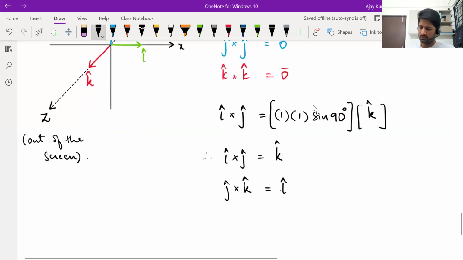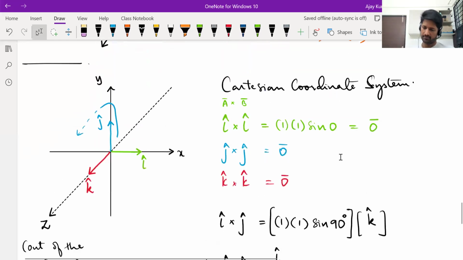Similarly, K cap cross I cap, if you visualize, it will be J cap. Fine. So I cross J gives K, J cross K gives I, K cross I gives J.